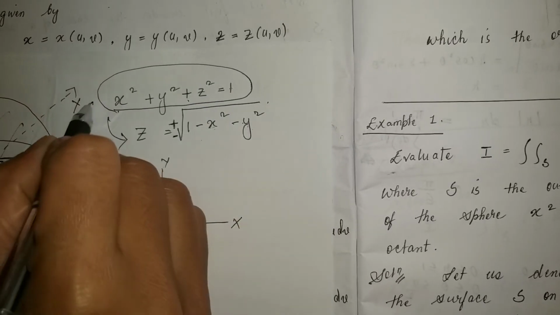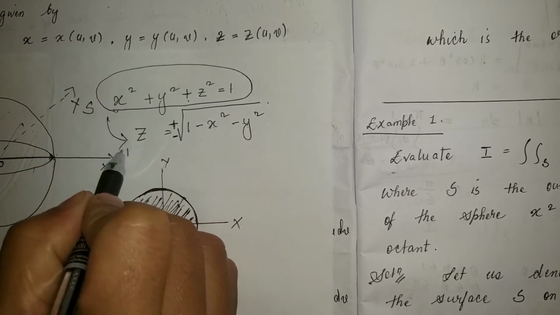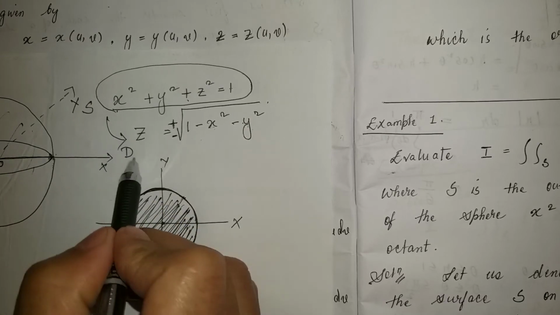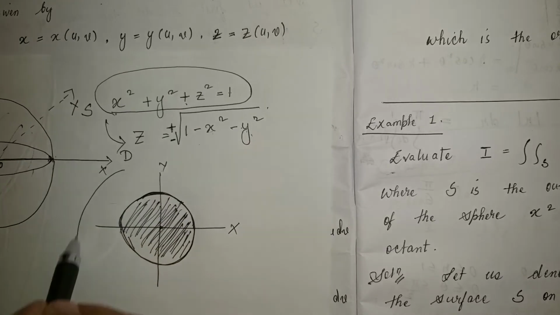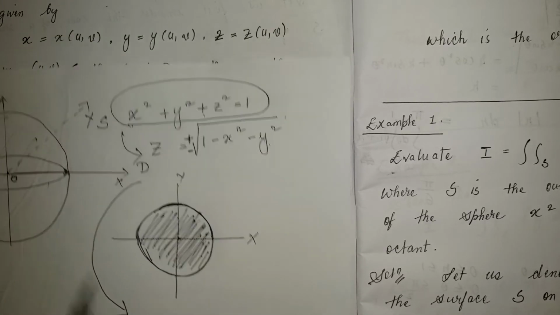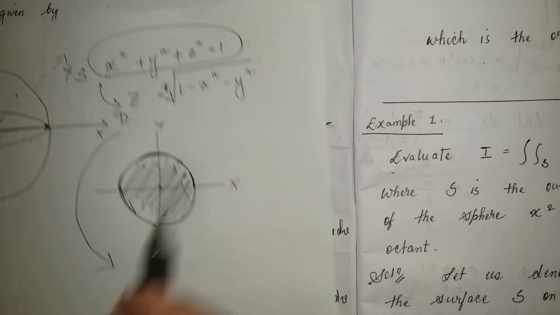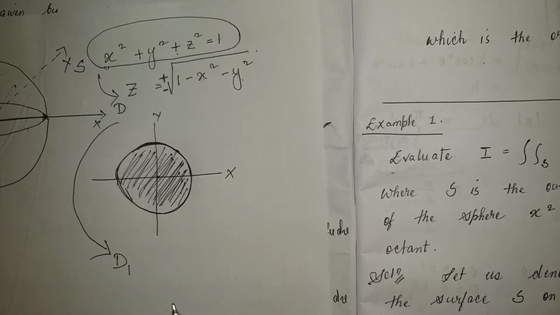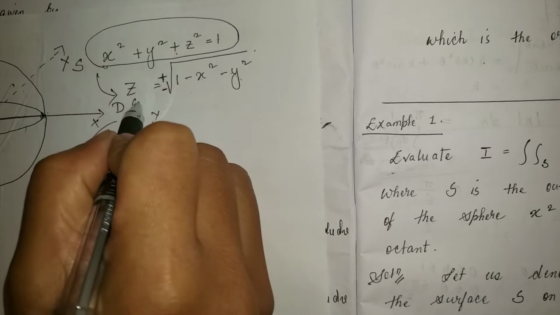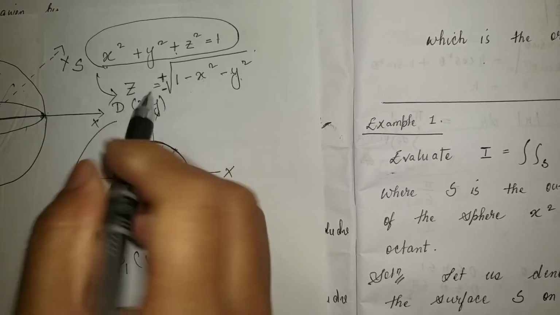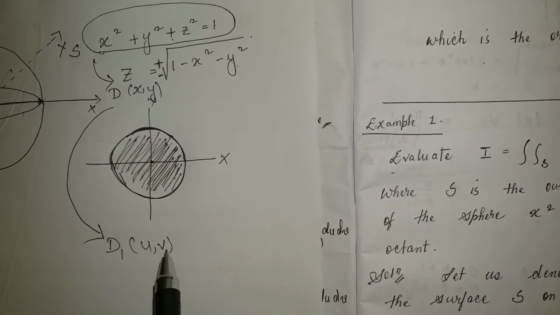So from S we're coming to the domain D. D is in the xy plane. Then we're coming to D1, which is for u and v. D is for x and y in the xy plane, D1 is in the uv plane.